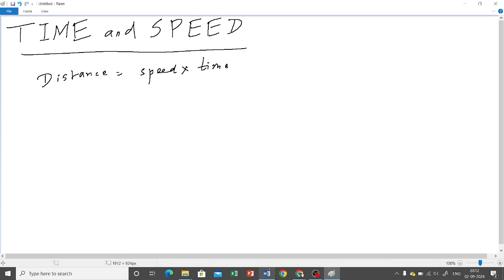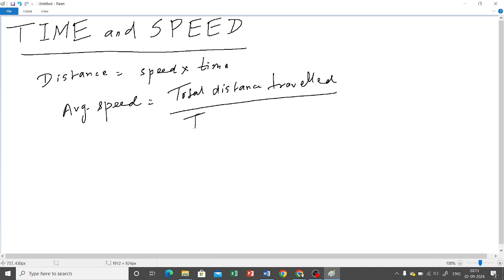Now there is a shortcut for calculating average speed. So first of all, what is average speed? Can anybody tell me what is the formula for average speed? Total distance traveled by total time taken.